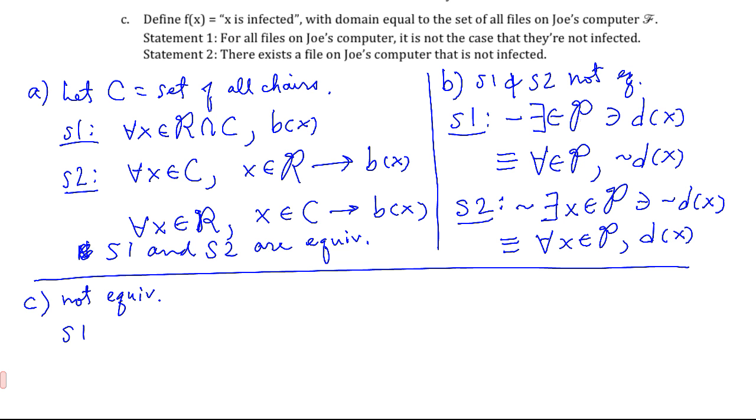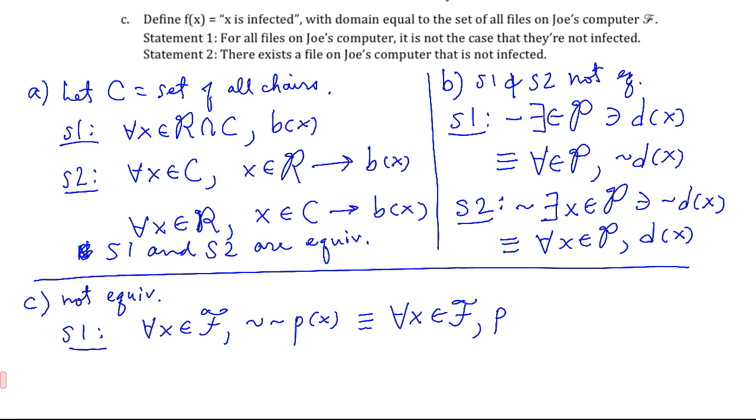Statement 1 says they're all infected, and statement 2 says there's at least one that's not infected. Statement 1 can be written as for all x in the set F, it is not the case that they're not infected. We have a double negative right there, which means that for all x in F, they are infected. When you say it's not the case that they're not, that's a double negative straight out. Statement 2 says there exists an X in Joe's computer files such that it's not infected.